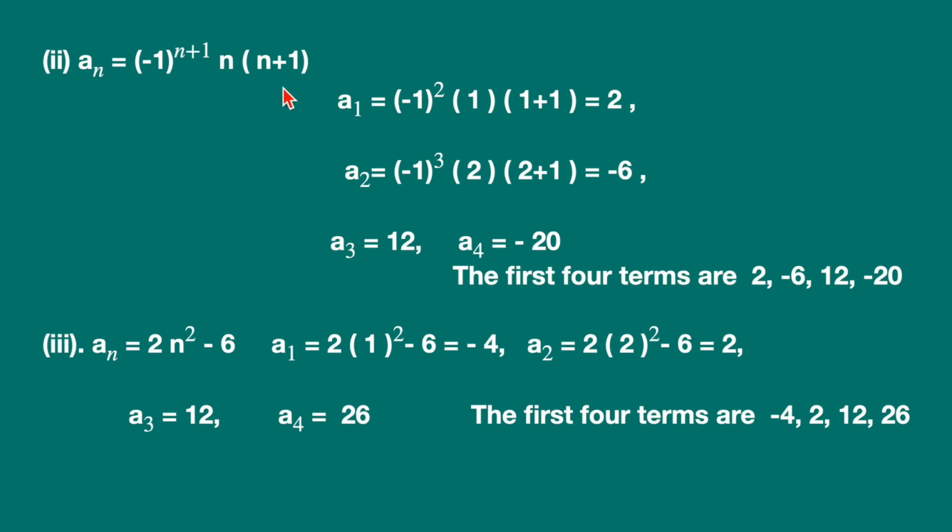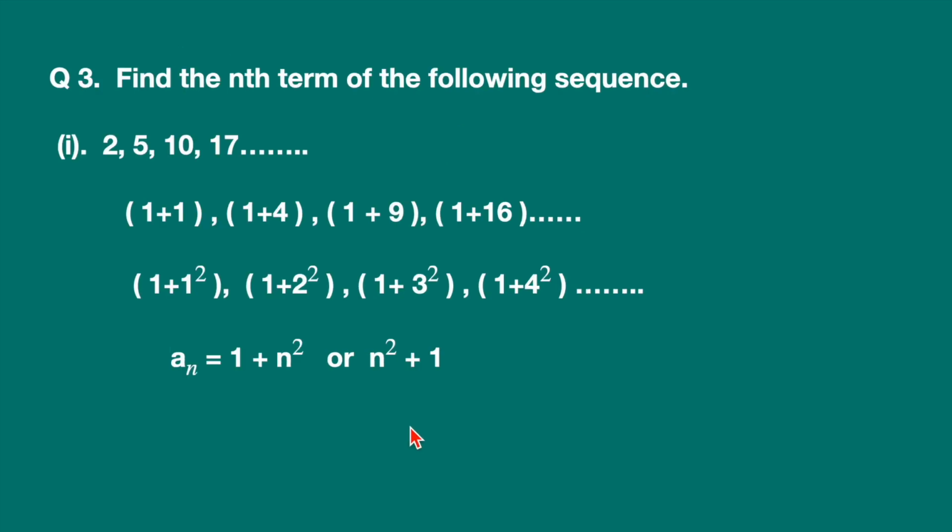Similarly, substitute n is equal to 4. Minus 1 raised to 5 will be minus 1, into 4 will be minus 4, into 5. This is 5. So minus 4 into 5 is minus 20. So these are the first 4 terms. Okay. Third sum, similarly you have to do. Put n is equal to 1. Simplify, you get minus 4. Put n is equal to 2. Simplify, you get 2. Put n is equal to 3. You simplify, you get 12. N is equal to 4. You simplify, you get 26. So these are the 4 terms of the sequence.